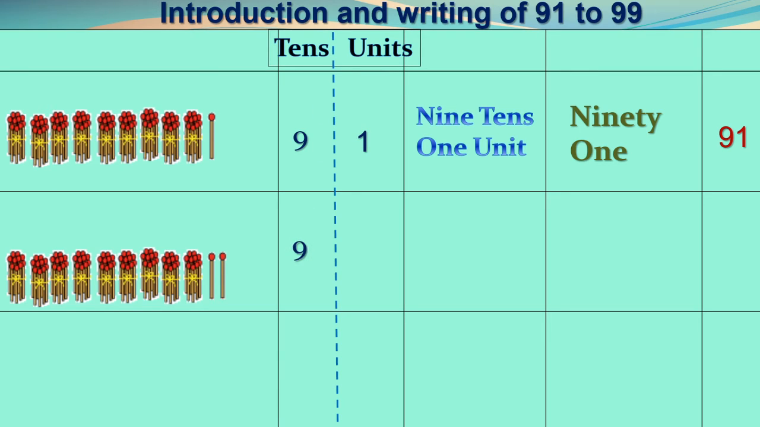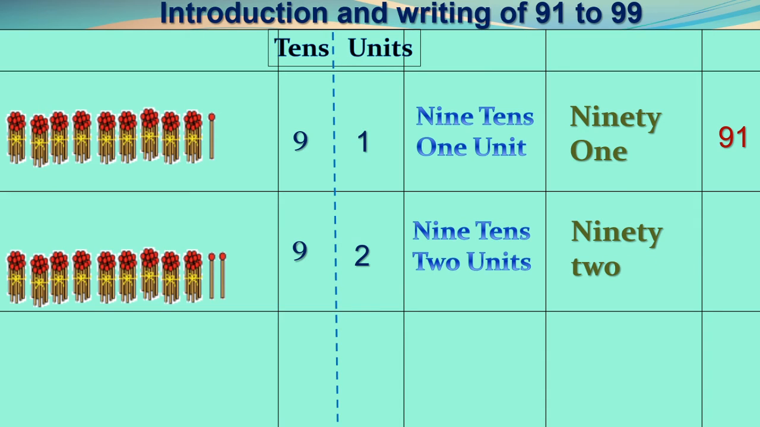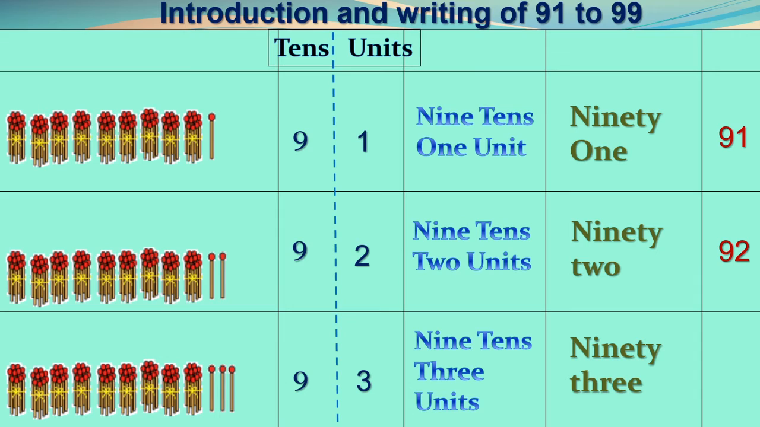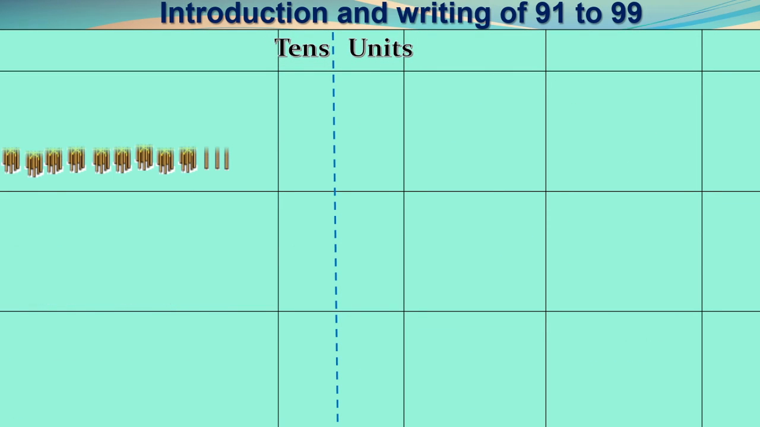So we got 9 tens and 2 units, right? And our number is 92, correct? And in numerals, 90 and 2. Here we have 92 matchsticks. We are going to add one more. So we got 9 tens and 3 units, right? And our number is 93. 90 and 3. Our next number is, we are going to add one more to 93.